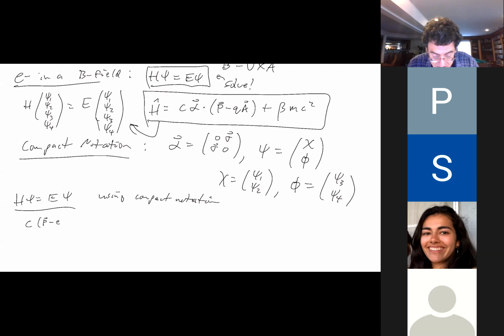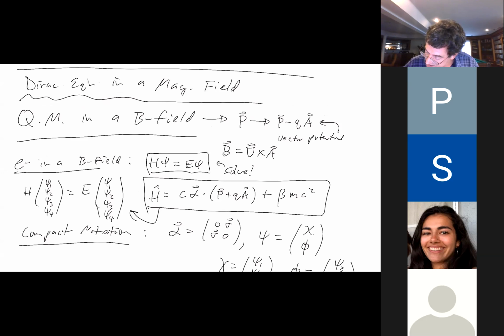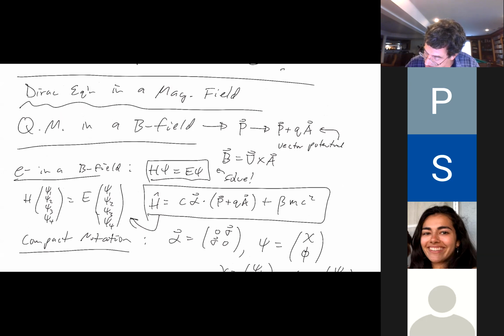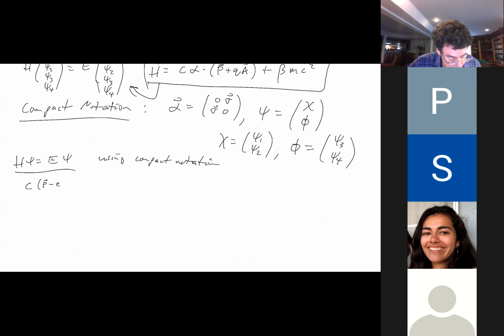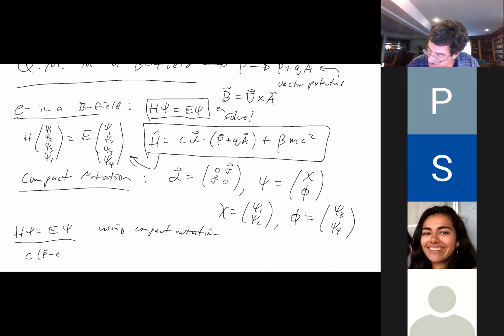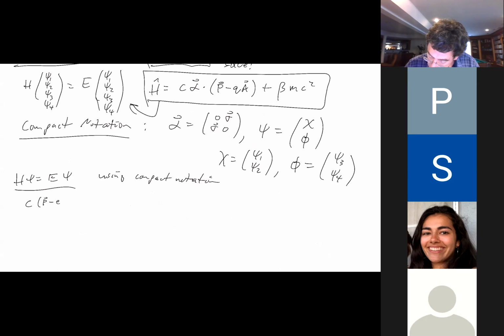Oh shoot, did I get this sign wrong? I think this is plus QA, not minus. My notes have a little inconsistency here. How did I get this? Oh, no. Sorry, P minus QA. Yeah, okay. Sorry, I just have a little error in my notes here.